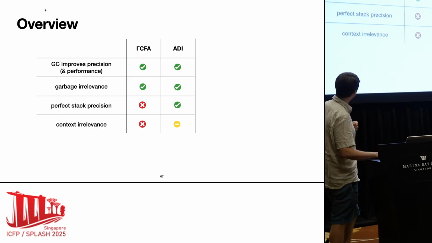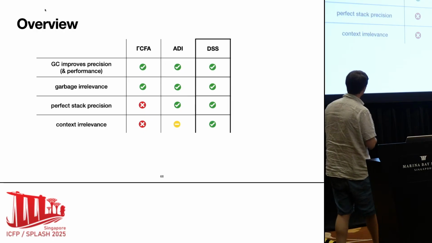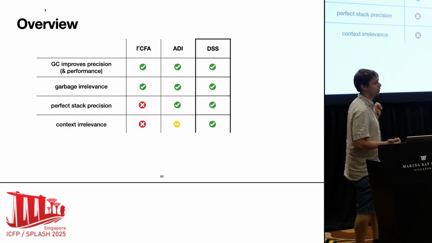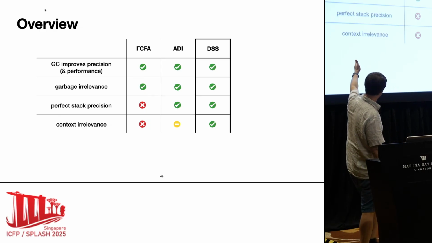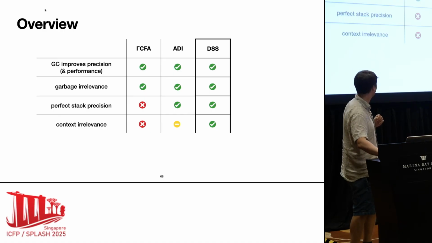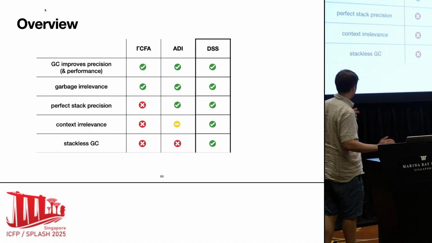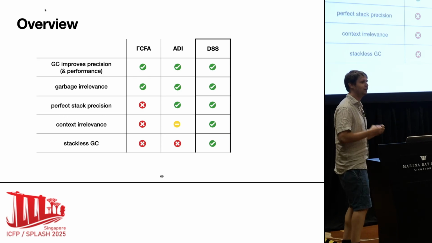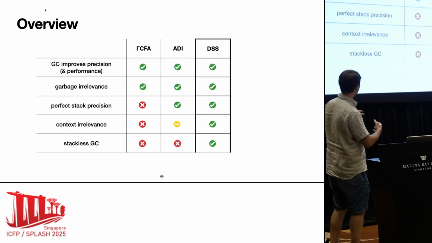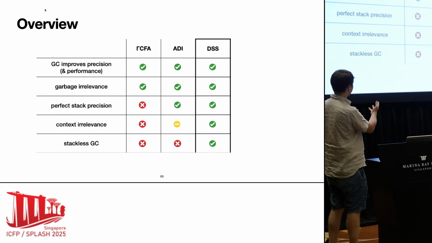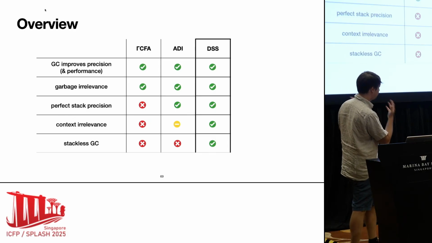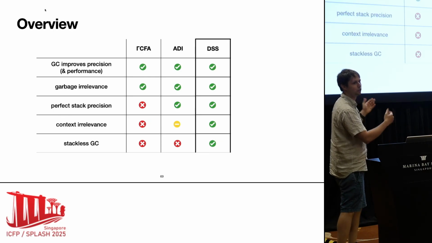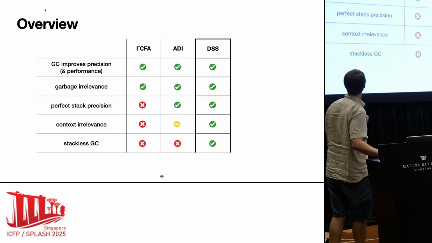So if we go back to our overview here and we add our own approach, then we see that we can unlock the best of both worlds. We can get all of the garbage related benefits, as well as the perfect stack precision and the context irrelevance. In fact, we're doing even better than that. We're doing better than the best of both worlds because we're unlocking an additional synergy that comes from being able to do stackless GC. Stackless GC meaning that we have to take fewer references into the GC root set, meaning more garbage is collected and more benefits of abstract garbage collection arise.